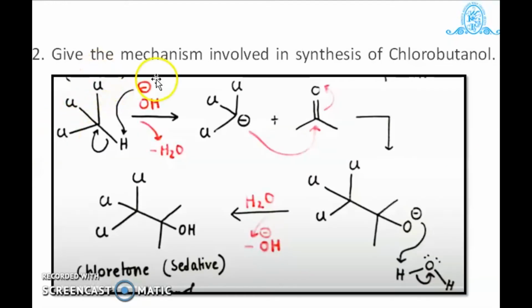Second question, give the mechanism involved in the synthesis of chlorobutanol. So this is a nucleophilic addition reaction. This potassium hydroxide, which acts as a base as well as catalyst, takes up the proton from the chloroform to form trichlorocarbanion, which is highly unstable and reactive and acts as a nucleophile, which further attacks the carbonyl carbon of the acetone. Then it will form the oxyanion, and this oxyanion takes up the proton and produces our final product, that is the chloretone, or you can say the chlorobutanol.